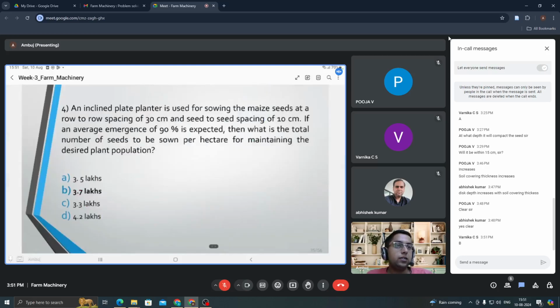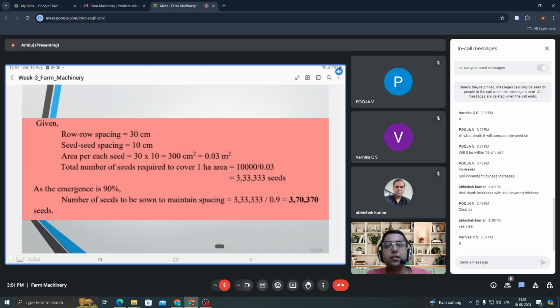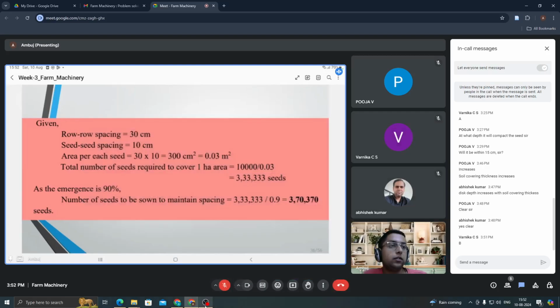Correct option would be, as Varnika has told, 3.7 lakhs. See here, the correct explanation. Try to think in this particular direction. Row to row spacing is given to you, seed to seed spacing is given to you, then area you can calculate. Then from the area, what would be the number of seeds required in 1 hectare area? Just divide 10,000 by this particular area of 0.03 meter square.